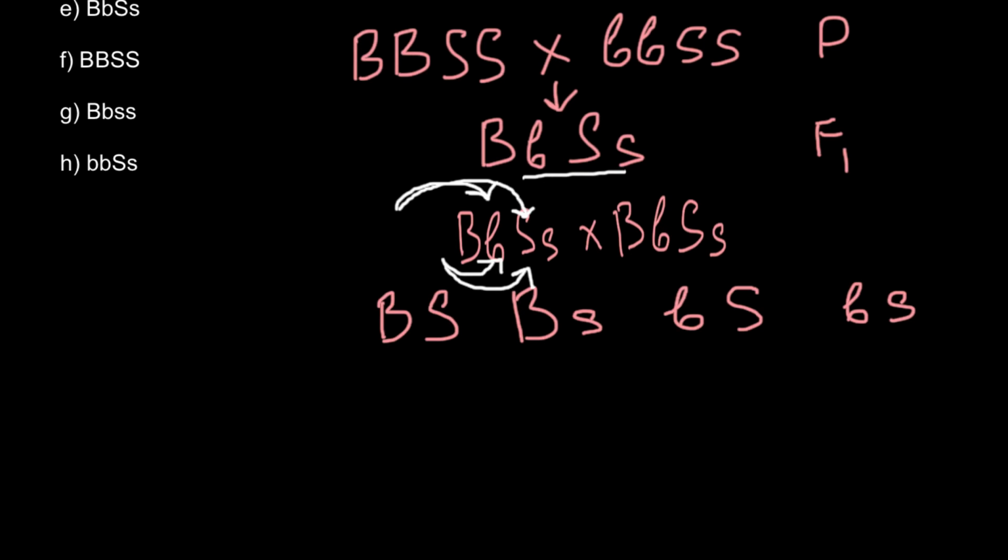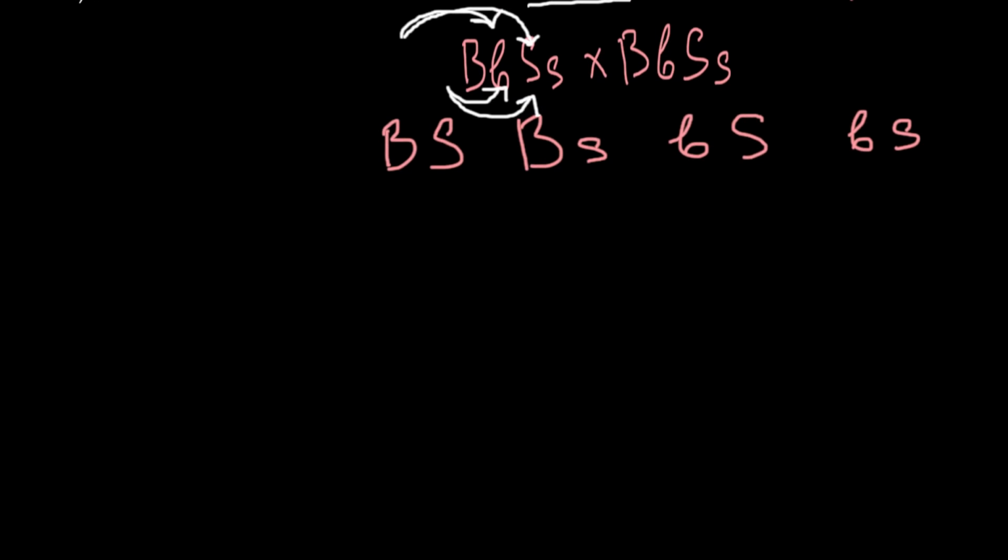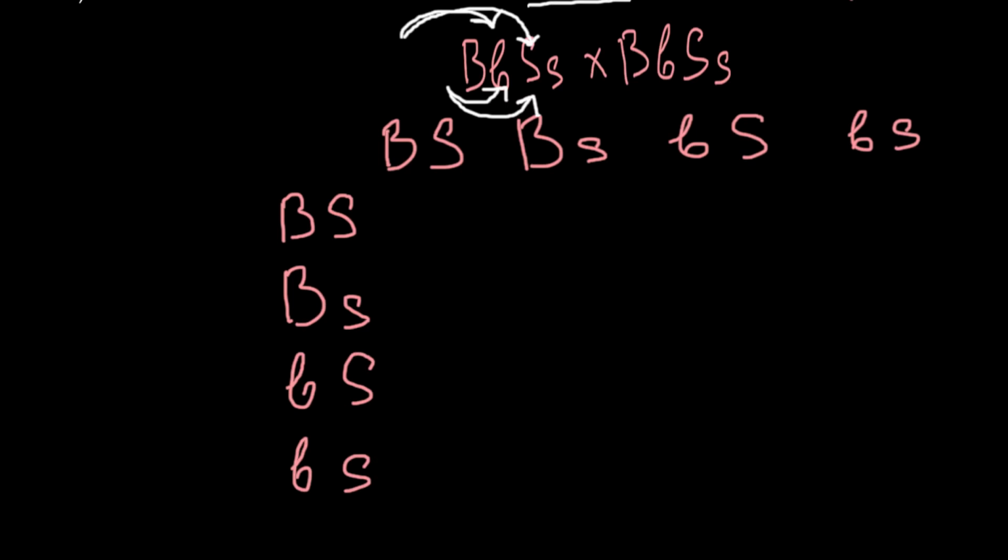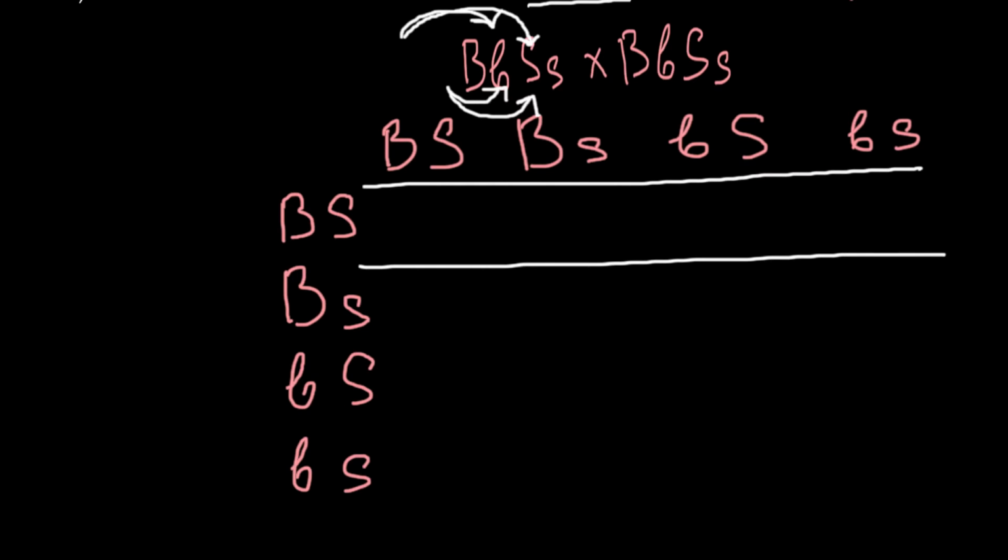So as you see, parent 1 can produce such gametes, and parent 2 also can produce such gametes. So we can build a Punnett square, and we can put gametes for the second parent on the side. So also we can put here capital B and capital S, capital B and small s, small b and capital S, and small b, small s.